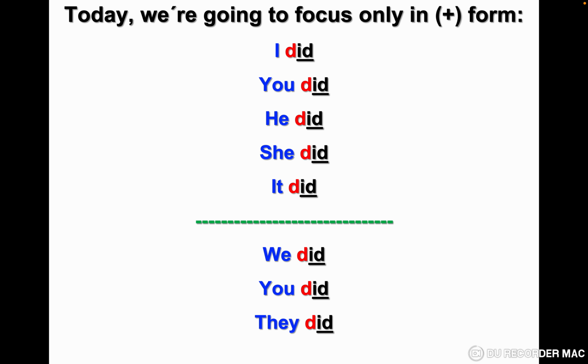So visited is a regular verb. An irregular verb is do, did. So I did something. I did an exercise. I did homework. I did. You did. He did. She did. It did. We did. You did. They did. So the verb doesn't change with all pronouns in the past simple.